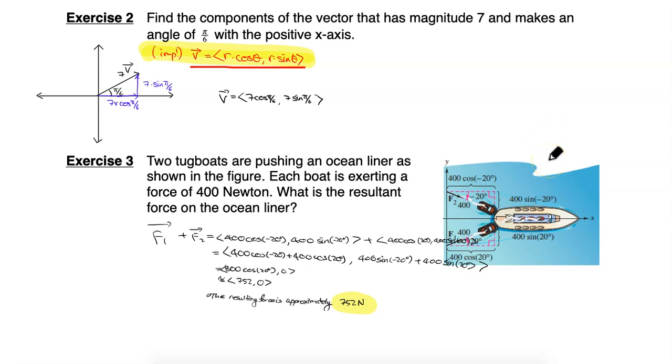We add these two forces just like you would have done in Physics 1. The result is that force 1 is (400 cosine of negative 20, 400 sine of negative 20). Force 2 is (400 cosine 20, 400 sine 20). When we add these up using the calculator, we find that the resultant force is approximately (752, 0). So the vertical forces cancel out, which is why the ocean liner still moves horizontally. But the magnitude of the resultant force is 752 newtons, which seems very, very small.